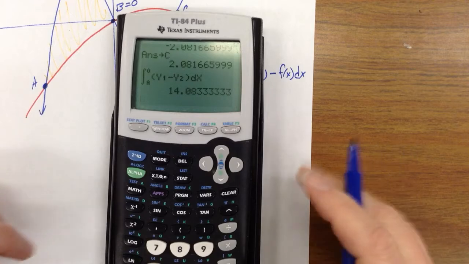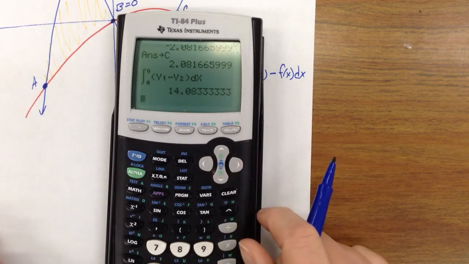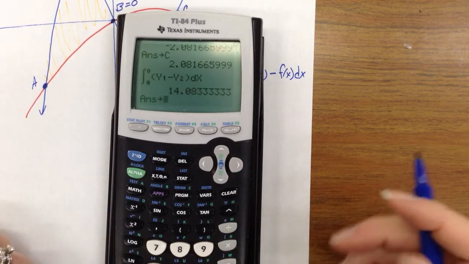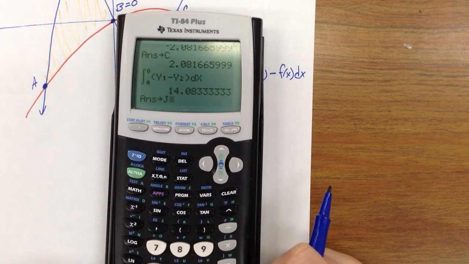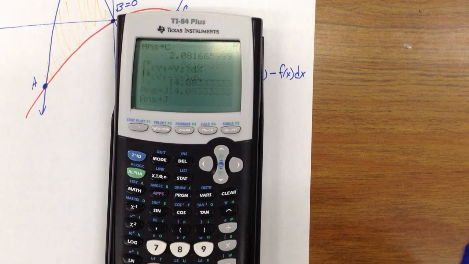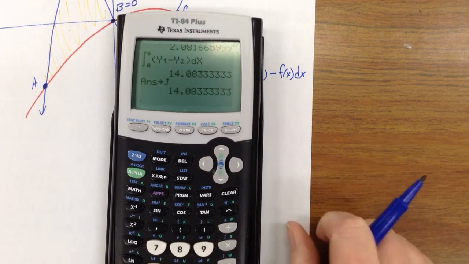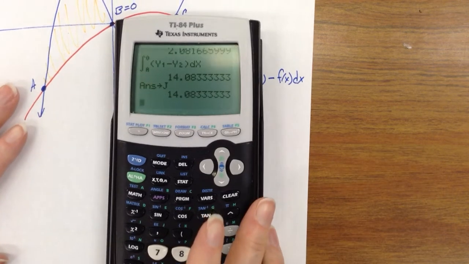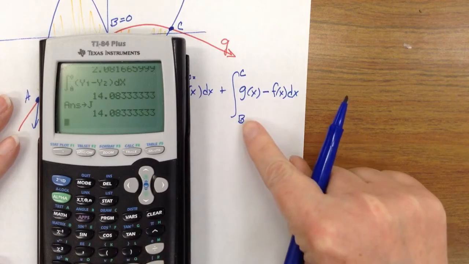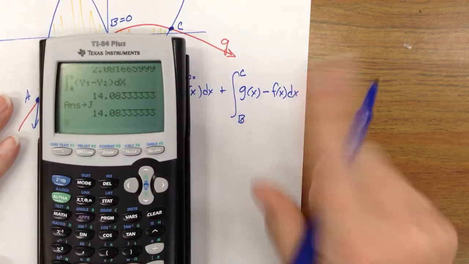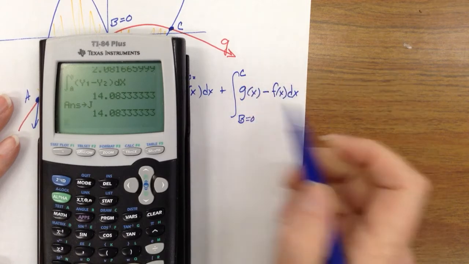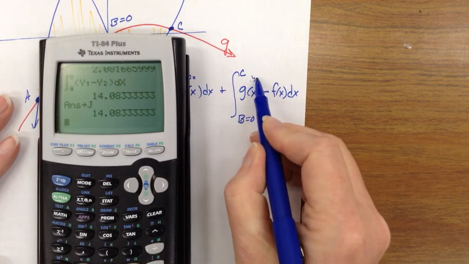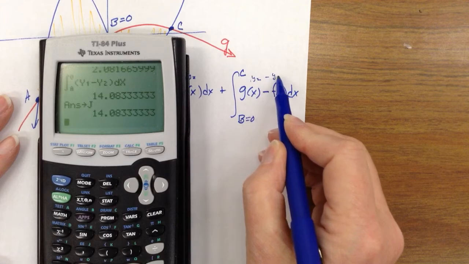So again, if you want 3 decimal place accuracy, I can store this, I don't know, I'll pick a letter. J, just cause. Okay, so there it is, stored in there. We're going to do the second integral. The second integral is from 0, this one was 0, so I didn't store that one, to C, which is stored. But now it's y2 minus y1.